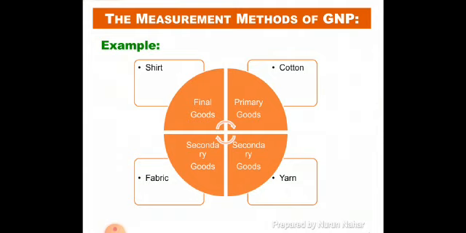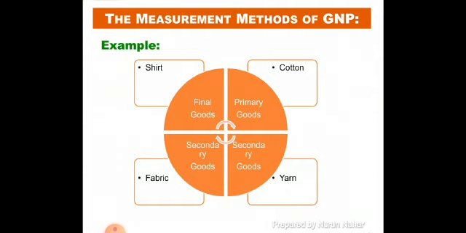Here in the example, as you can see, the first primary good for production of a shirt is cotton. From cotton we get yarn, so yarn is a secondary good. From yarn we get fabric. Fabric is also one of the secondary goods. So from fabric we get the shirt. So which one is the final good? Yes, of course, the shirt is the final good.